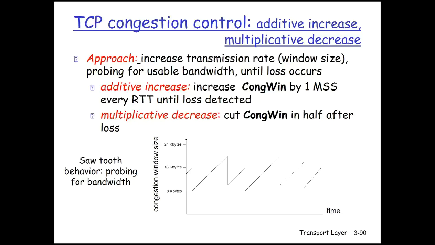Now you'll notice on the diagram on the left-hand side, we have our congestion window size, and on the bottom, we have our time function. Some of his other diagrams get a little confused and mislabeled, but if you look in the book, the window size is always on the left-hand side.